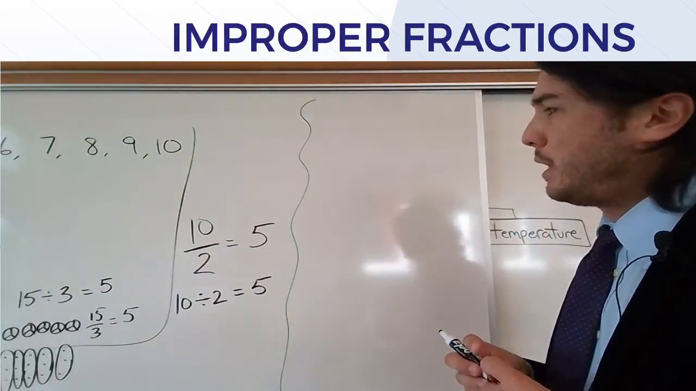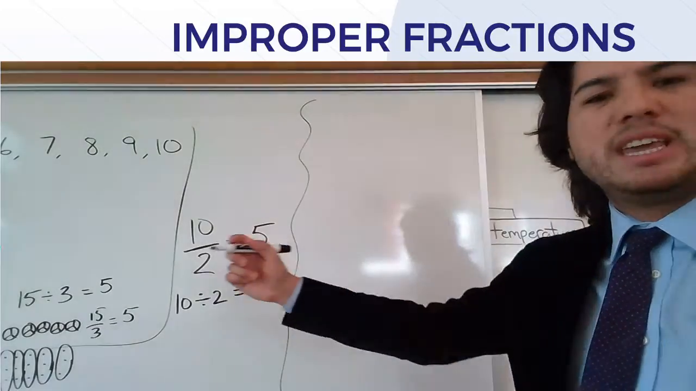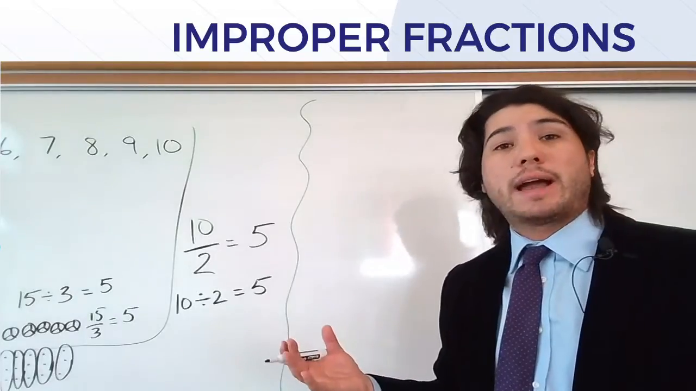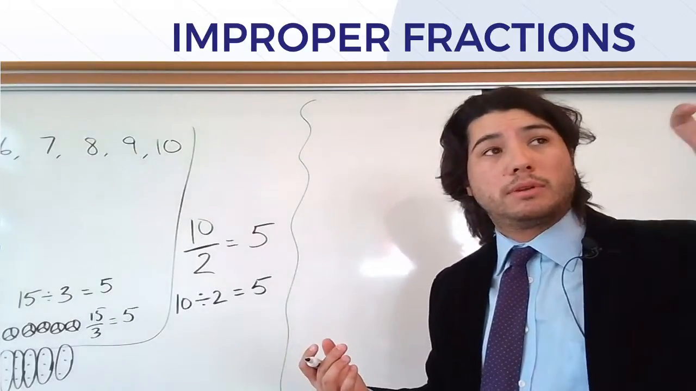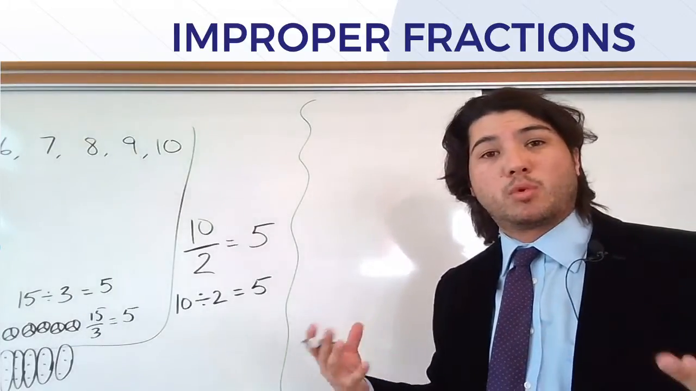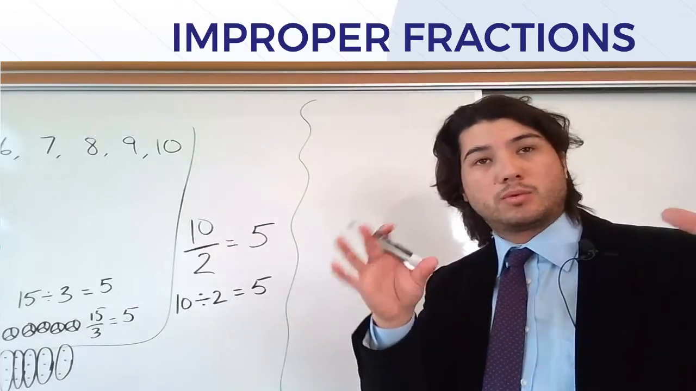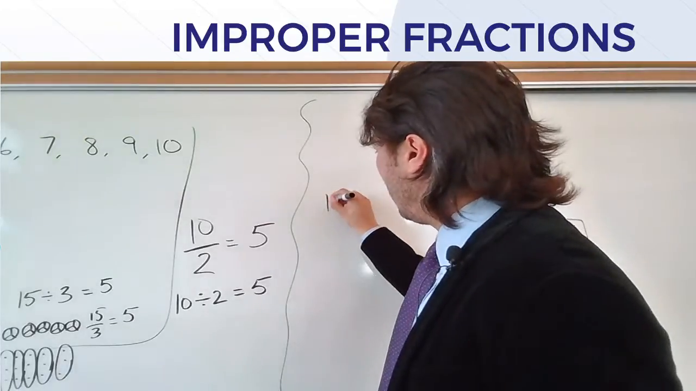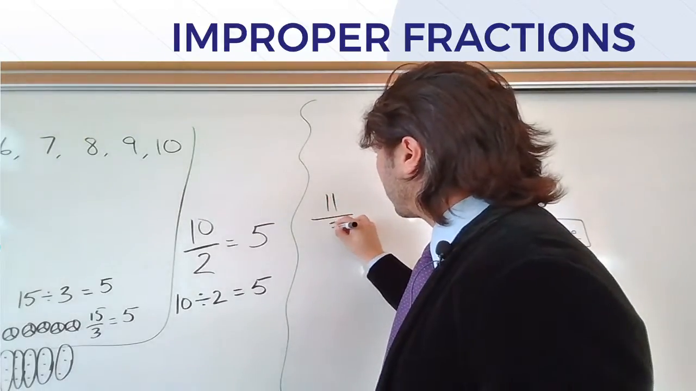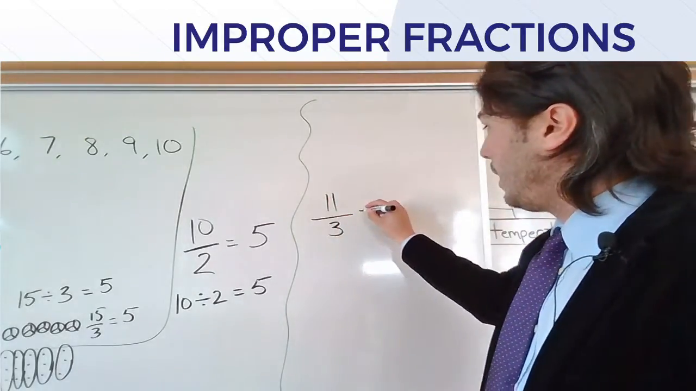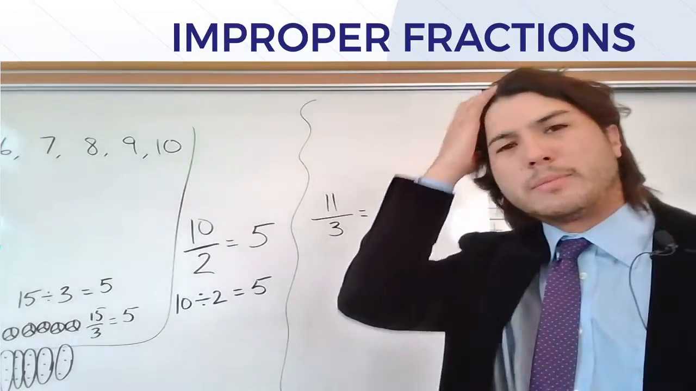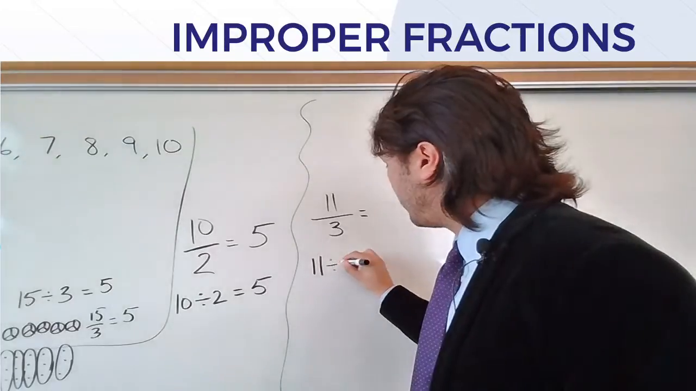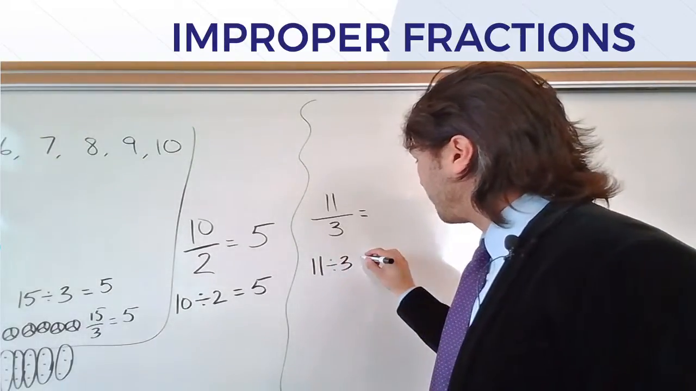Now, let's take any improper fraction. This can be any fraction where the numerator is greater than the denominator, meaning there's more pieces than fit in just one group. So we could take something like 11 thirds, and we want to know what that looks like as a mixed number. So in essence, we're doing 11 divided by 3.